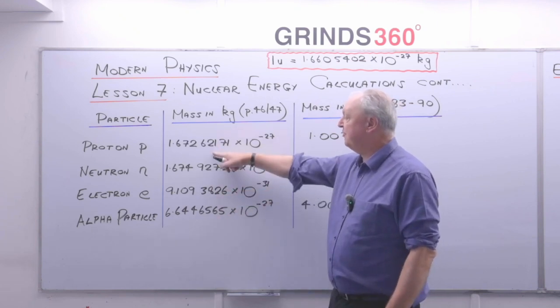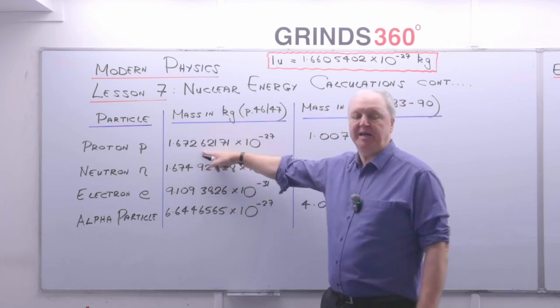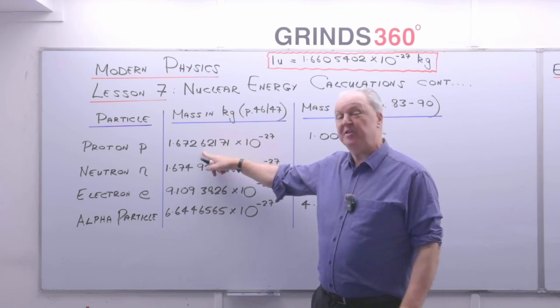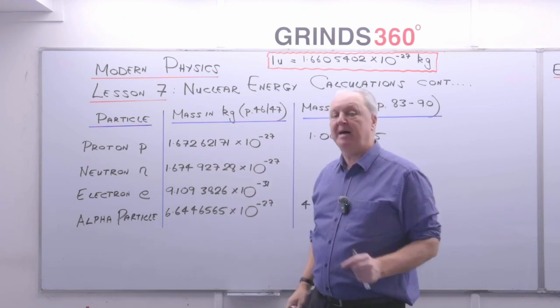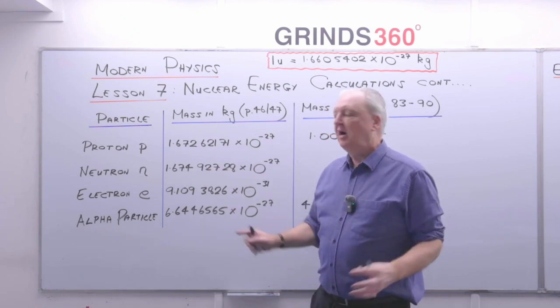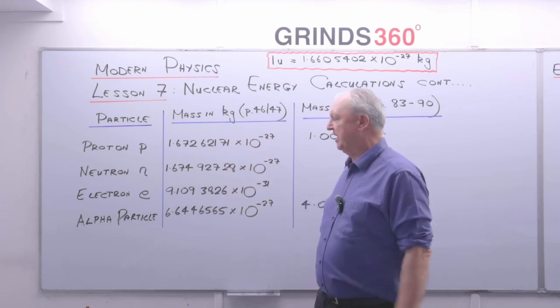Notice that I've written down all the decimal places. I put in all the numbers. It's the only time really in physics where I don't round it off, because even a small piece of mass can yield a huge amount of energy. So I'm going to use the full numbers of the masses when I do my energy calculations.